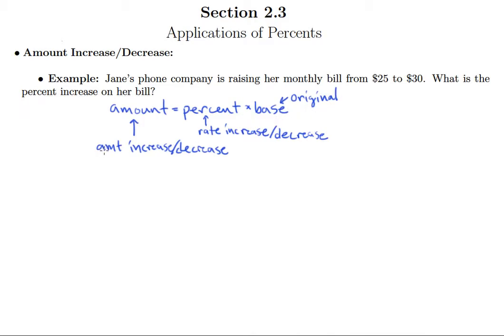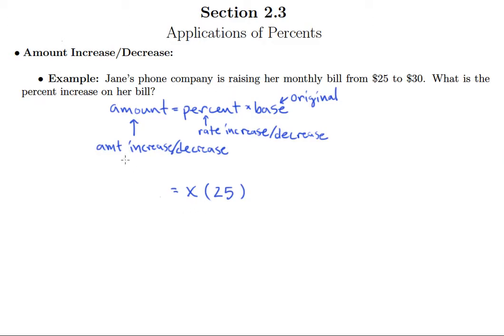So in this example, it says Jane's phone company is raising her monthly bill from $25 to $30. What is the percent increase in her bill? So clearly our unknown is going in place of the percent. Now, what is the base? Well, we have these two numbers floating around here, $25 and $30. How do we know which one to put in for the base? Well, remember, base is the original. So what was her bill originally? Well, it was $25 before the increase, so 25 is the base.